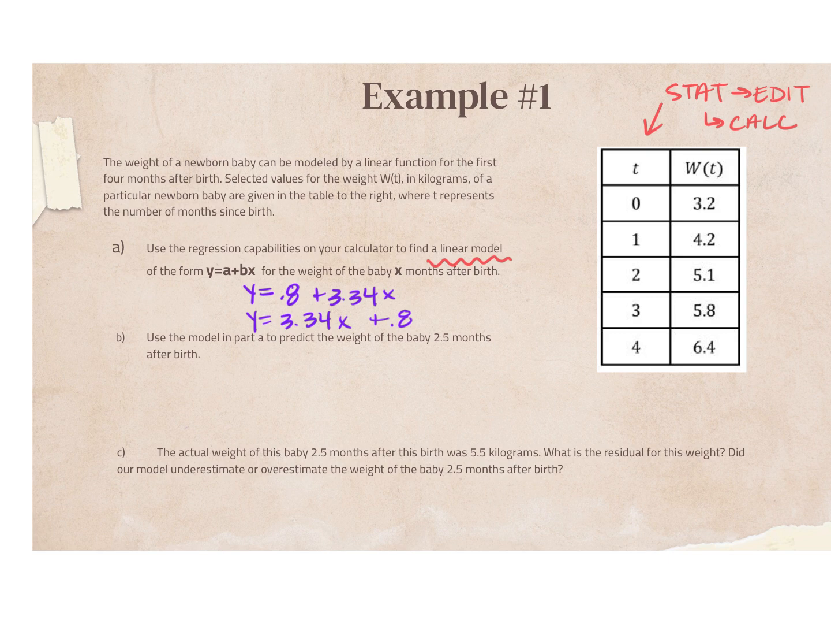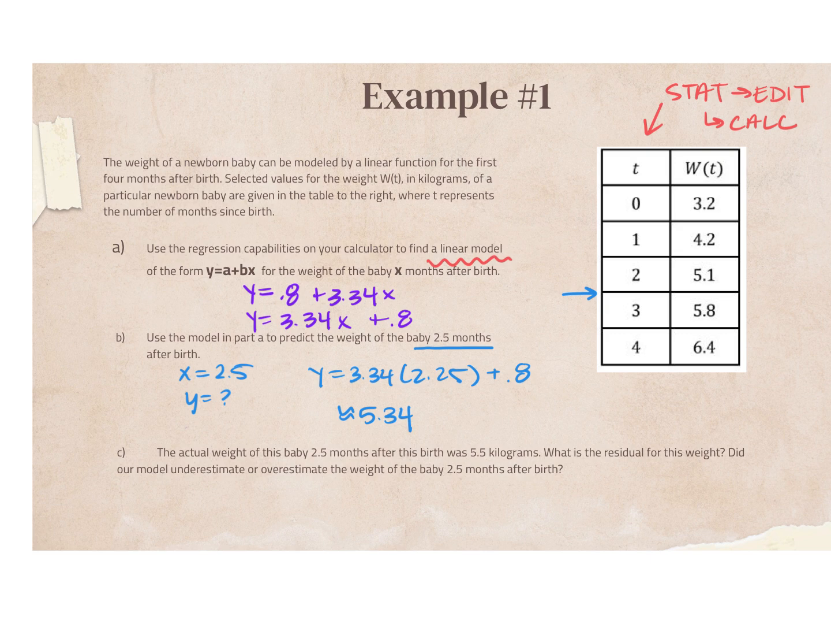The next thing that we're going to do is we're going to use that model to predict the weight of the baby 2.5 months after birth. Okay, so we're looking for this value that would be in between the 2 and the 3 inputs that are in our table. So using our model, our input is going to be 2.5, and we're looking for the output. So I'm going to plug in 2.5 for x, or t if you stuck with your input value of t, and our output is going to be about 5.34.